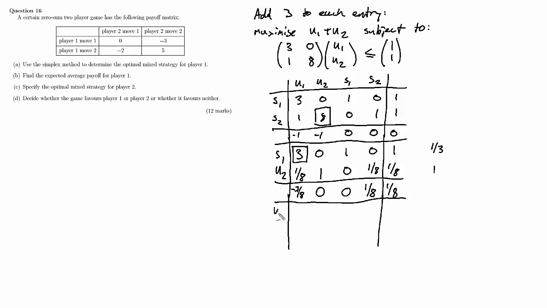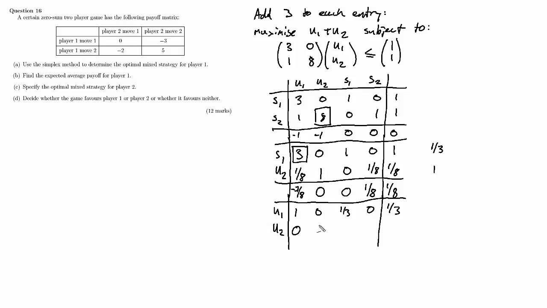So S1 departs and U1 enters. U2 stays the same. We divide everything in this row by 3 to make that pivot into a 1. Now we want to make everything else in this column into a 0. So to make this 1/8 into a 0, we'll subtract 1/8 of the new row 1 from row 2. So this becomes 0.